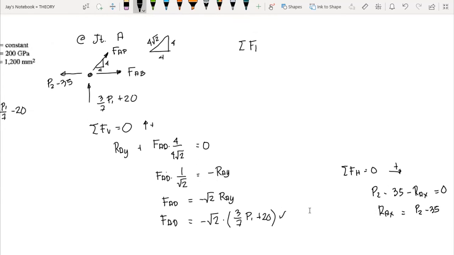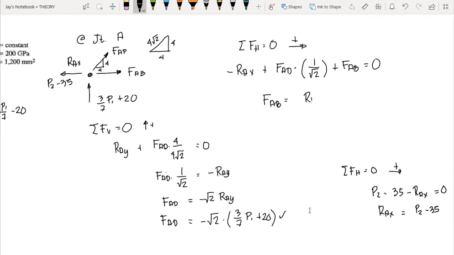So we have summation of force horizontal is equal to 0. Forces acting to the right are positive. So we have RAX, that is negative, since RAX here, we assume that this is going to the left. Then we have plus FAD times, of course, the horizontal component, that is 1 over square root of 2 as well. Then plus FAB equals 0. So we have FAB here, which is equal to RAX minus FAD times 1 over square root of 2.